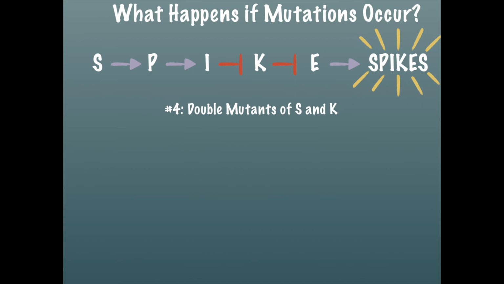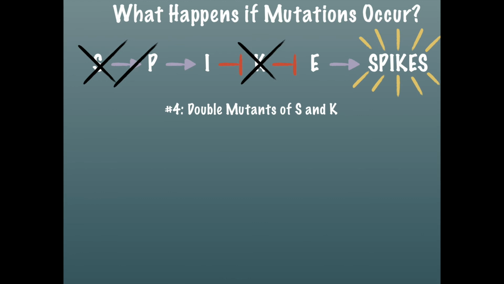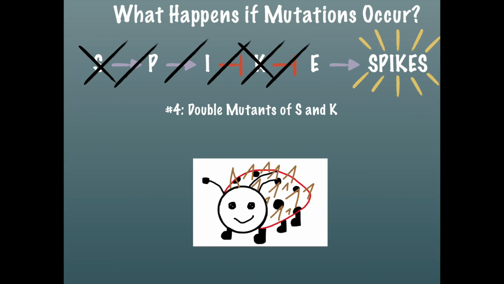Lastly, we have double mutants of S and K genes. Since S is not able to function, P will not be activated, which leads to I not being activated either. I cannot inhibit K, but that does not matter much as we have a non-functioning K gene as well, which cannot inhibit E. We finally have a mutation that still results in spikes, as the E gene was not affected.